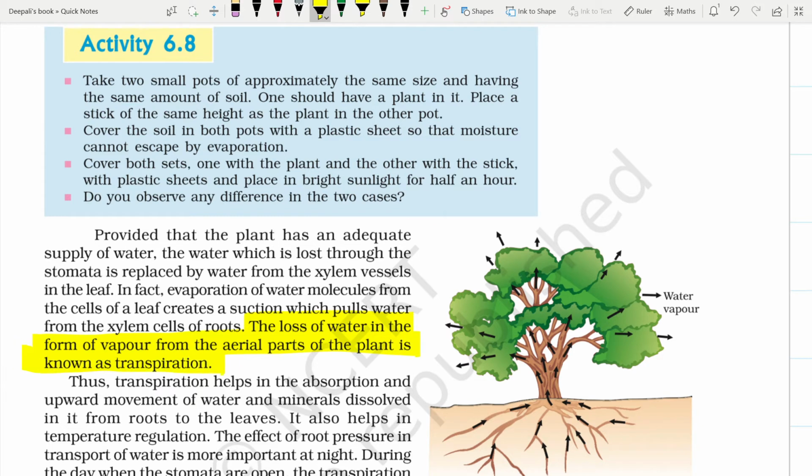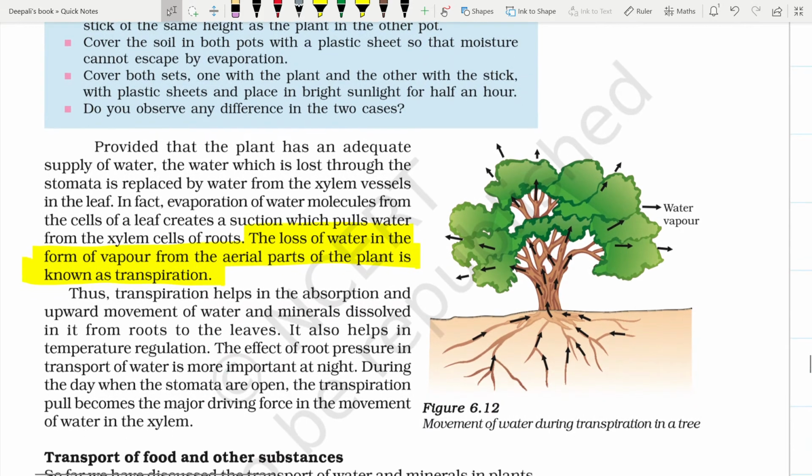When the plant or the leaves give out water vapor to create a suction pressure, that is called transpiration. This transpiration helps in the absorption and upward movement of water and minerals dissolved in it from roots to the leaves. The two important functions of transpiration are to help in the transport of water and, second, it also helps in temperature regulation. The effect of root pressure in the transport of water is more important at night.